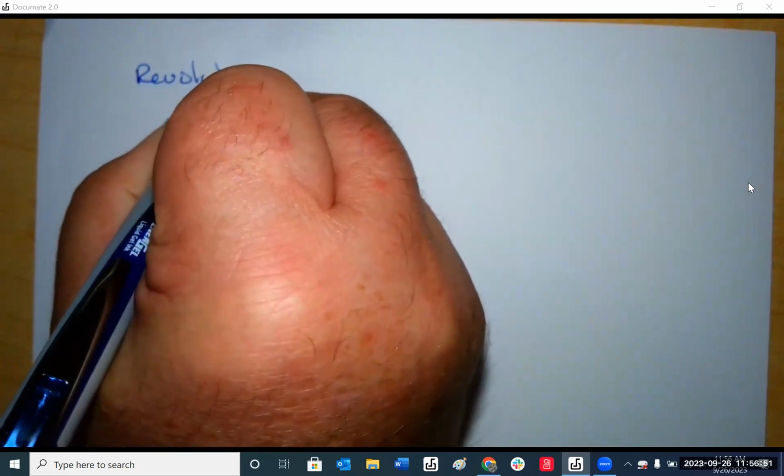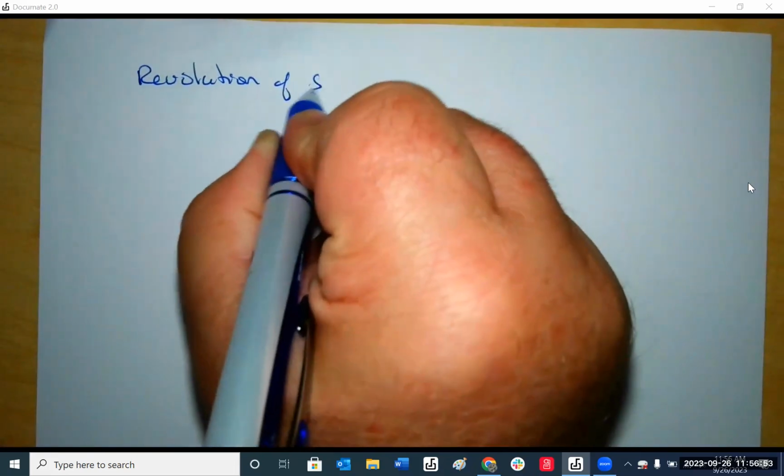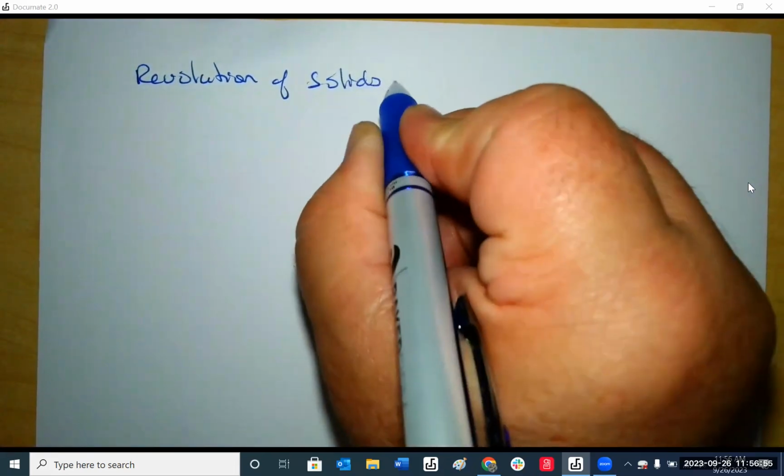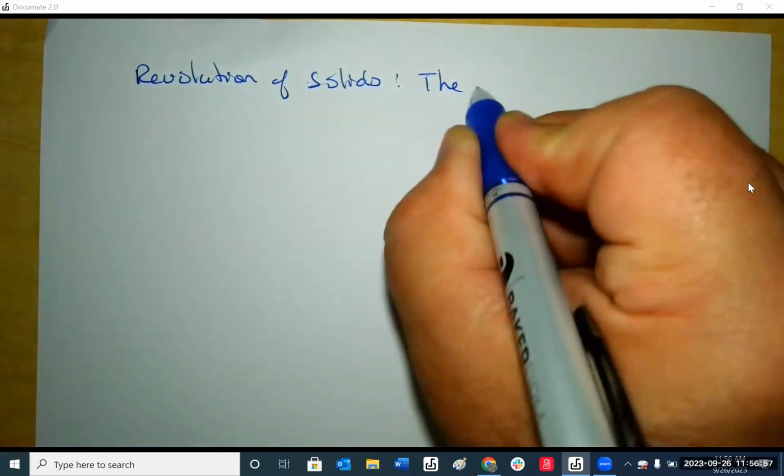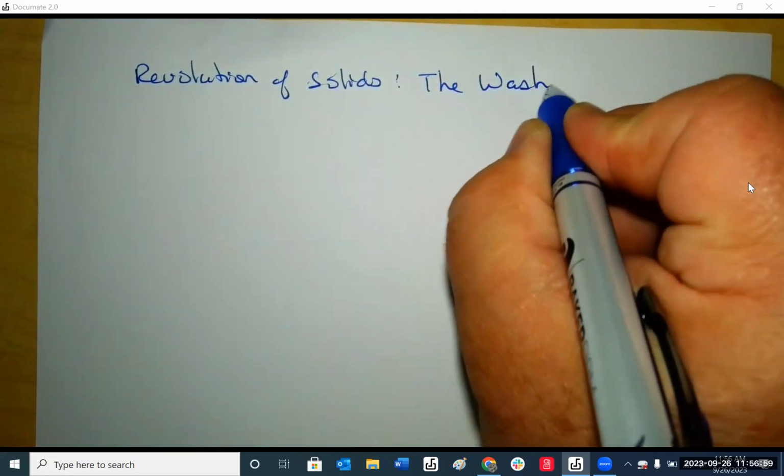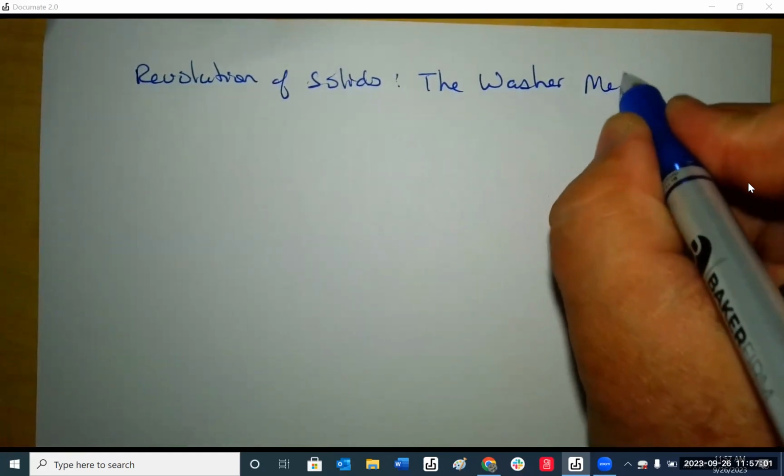All right, now let's move on to the last of the 3 methods, the disk method. I mean, the washer method. Revolution of solid. The washer method.